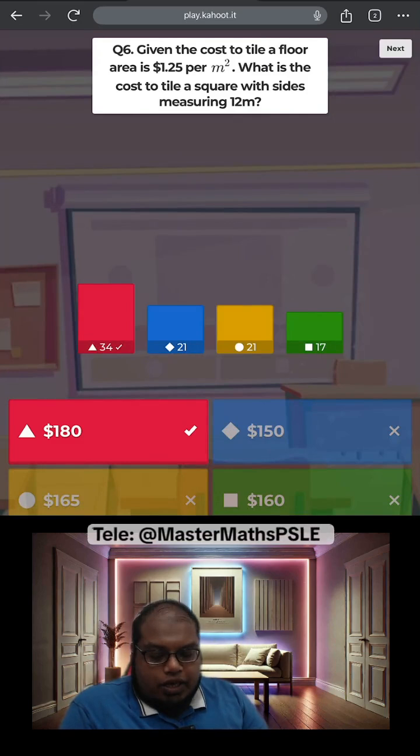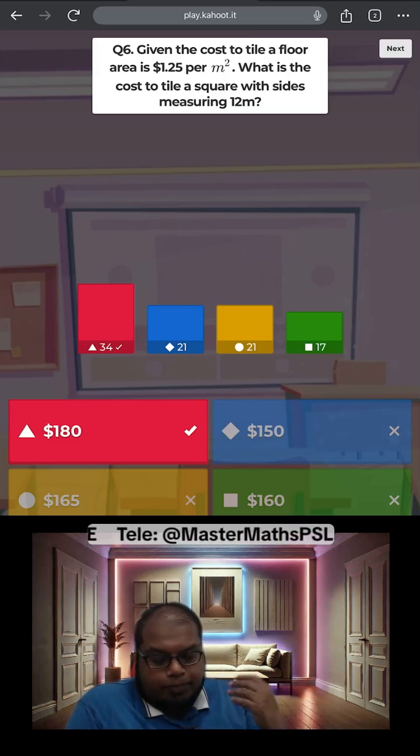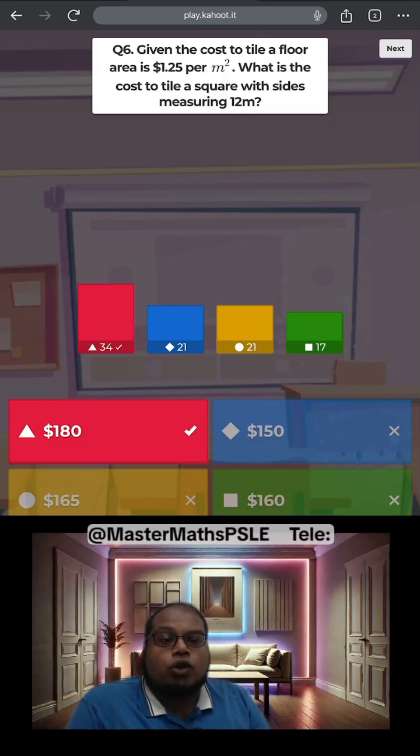Alright, so when you calculate the area, 12 times 12, right? Then you multiply by $1.25 and you will get $180.